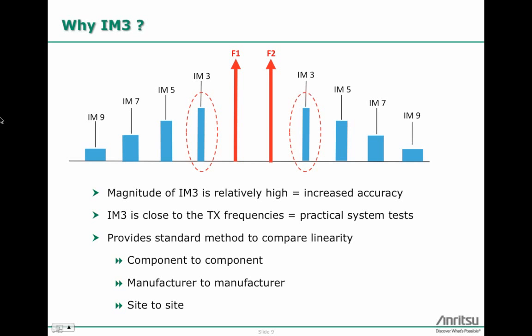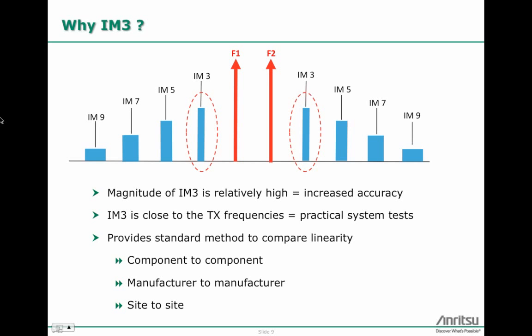So that's one of the reasons for measuring IM3. There's also some practical reasons that IM3 is physically close to the frequencies that you're starting with. These intermodulation products are mathematical combinations of the frequencies, and so if I just do the math, whatever the separation is in hertz between F1 and F2, that's how far away IM3 is from either F1 or F2. So it's practical to create a test scenario where I can transmit F1 and F2 that will pass through the system I'm testing, and IM3 can fall in band and be received by the same system. So it's just a practical frequency to be measuring.